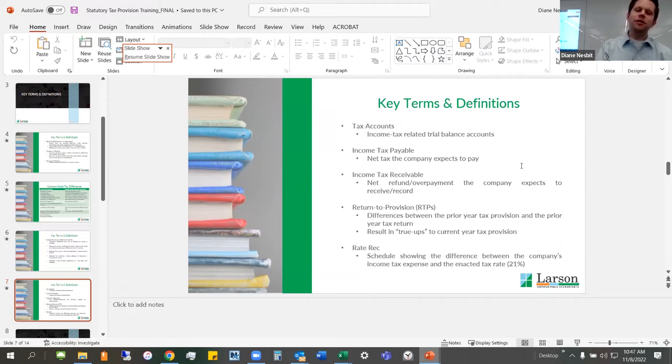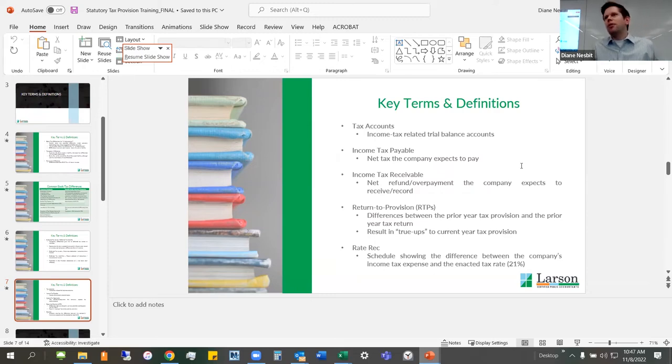And then another term that we use a lot in the provision is your RTPs, or your return to provision true ups. These are the differences between what you calculated when you did the provision and then what actually happened on the tax return. It's nice when those are the same, but that's hardly ever the case. So you'll have true ups to record, and when we walk through some of the steps, we'll show what we do to make sure we get all of those.